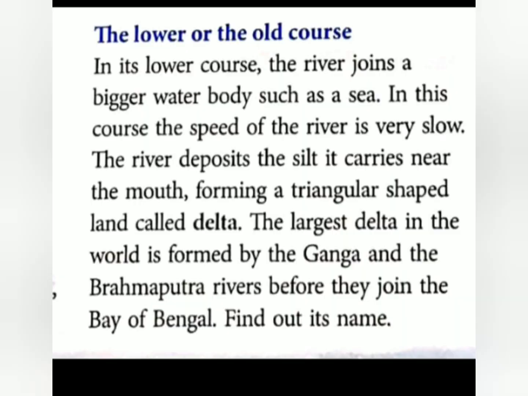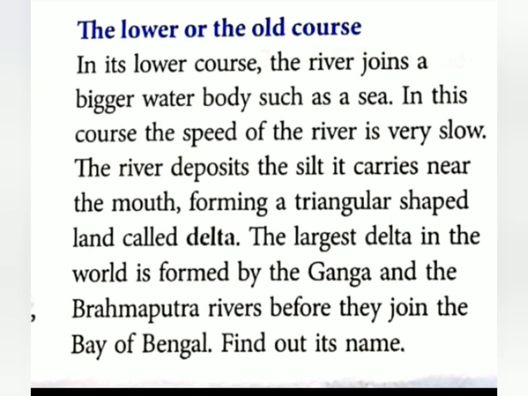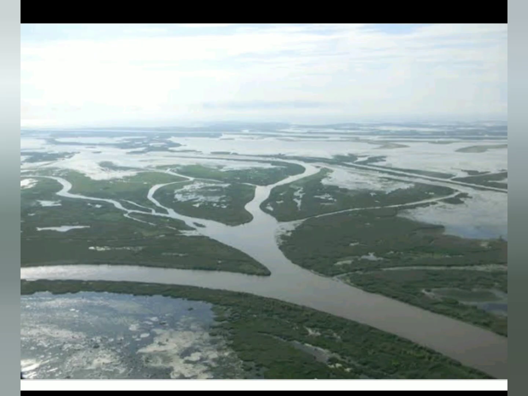Now third one is the lower or the old course. इसमें क्या होता है बेटा? The rivers join a bigger water body. हमें पता है ना, ultimately rivers fall into a sea. So bigger body is sea. In this course, the speed of the river is very slow. The river deposits the silt it carries near the mouth. Okay, and it forms a triangular shaped land which is called delta. Largest delta in the world is formed by Ganga and the Brahmaputra rivers before they join the Bay of Bengal.